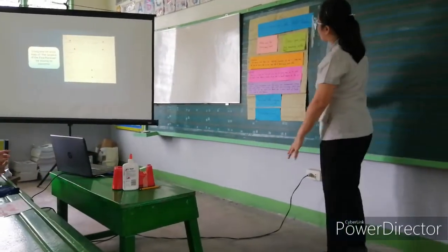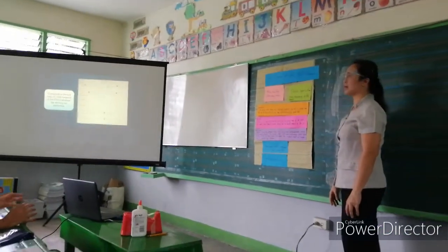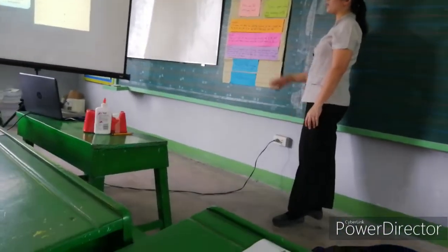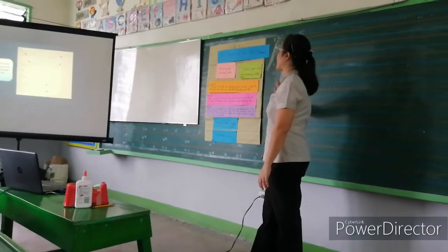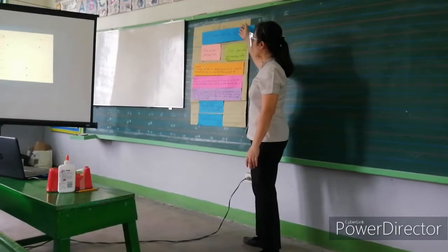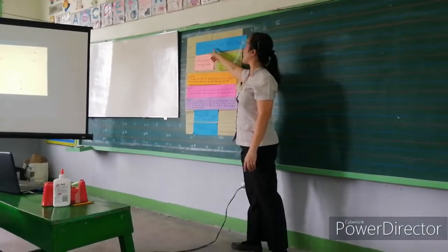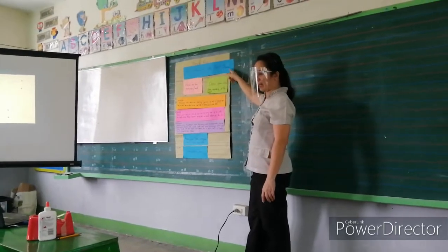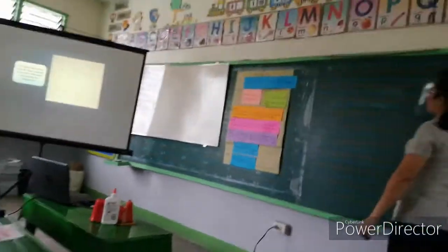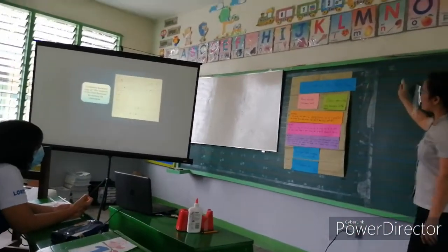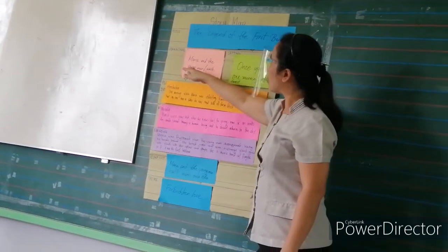Now check the one that you have done as a story map. Did you develop the five key elements of the story from the Legend of the First Banana? So again, here is your story map. The title of the story is The Legend of the First Banana. Correct. Very good. Now, let us have the key elements first.